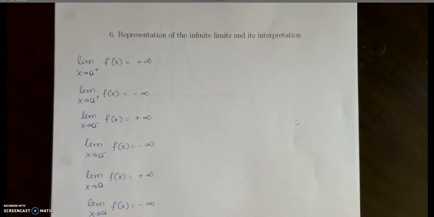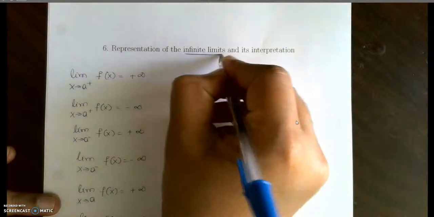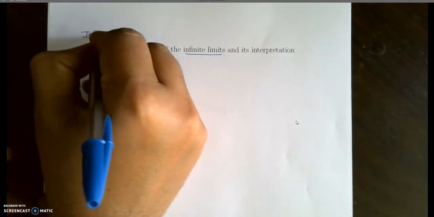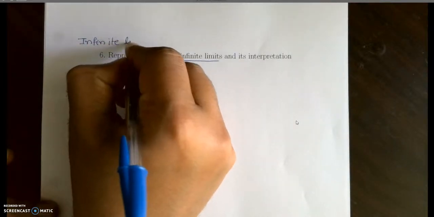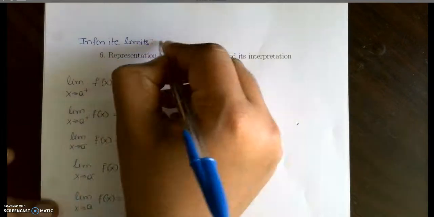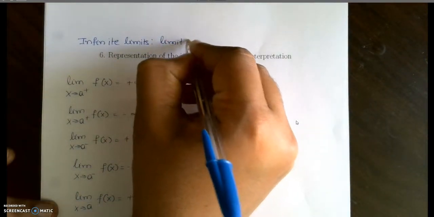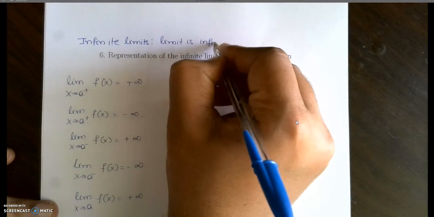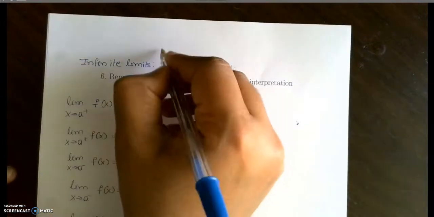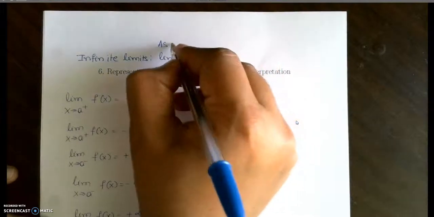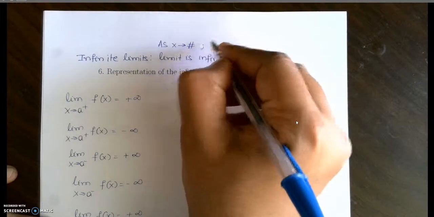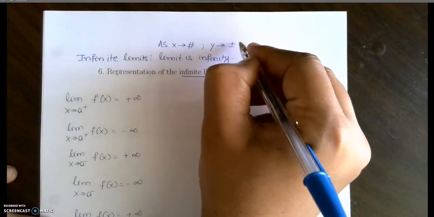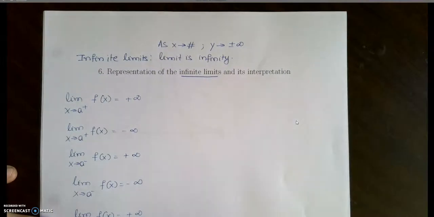In this video, we will discuss the concept of infinite limits. As the name itself tells, infinite limits means the limit value goes to infinity. Limit is infinity. That means as x goes to a number, either from the right or from the left, the y value goes to either positive infinity or negative infinity.